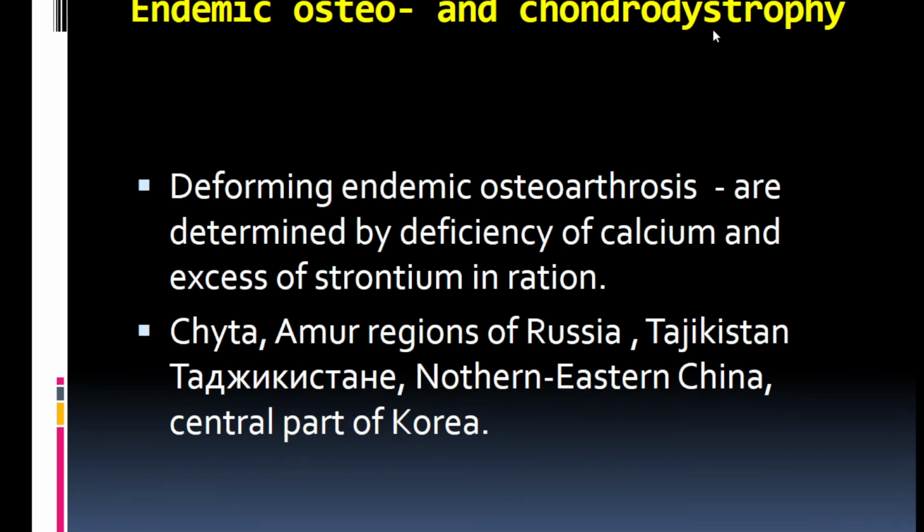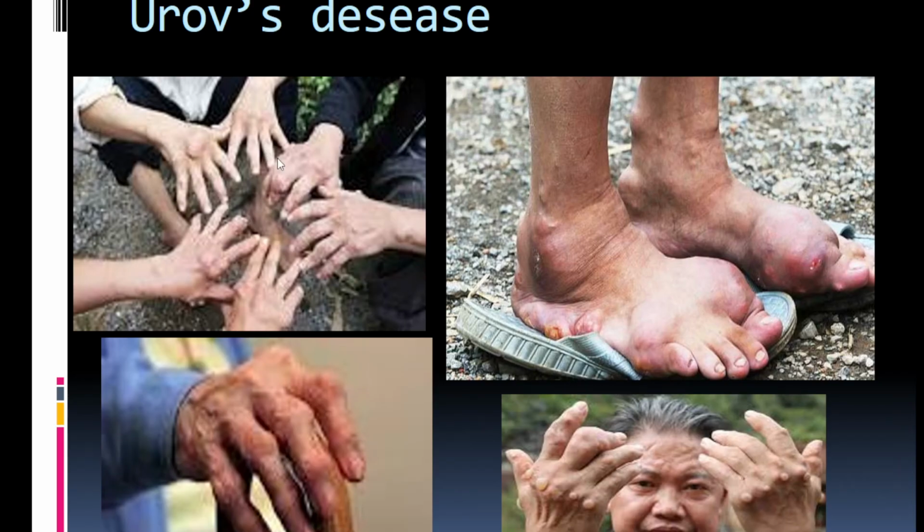Endemic osteo and chondrodystrophy, these diseases are determined by deficiency of calcium and excess of strontium in a ratio of nutrition. And you can see regions where we can meet such disease, and you can see how a person with such a disease looks.